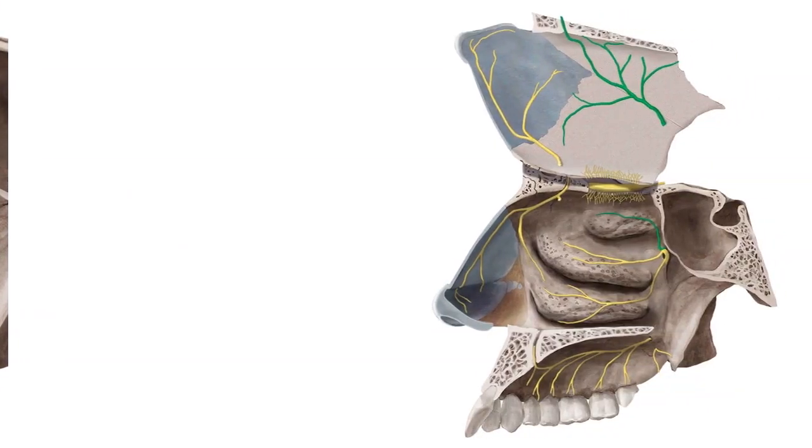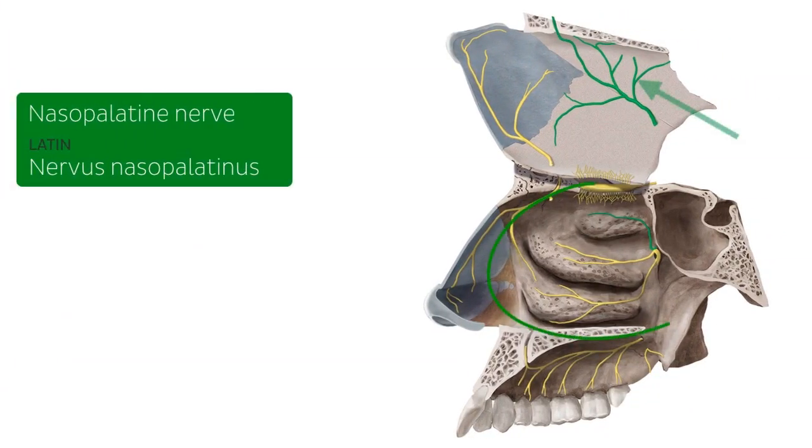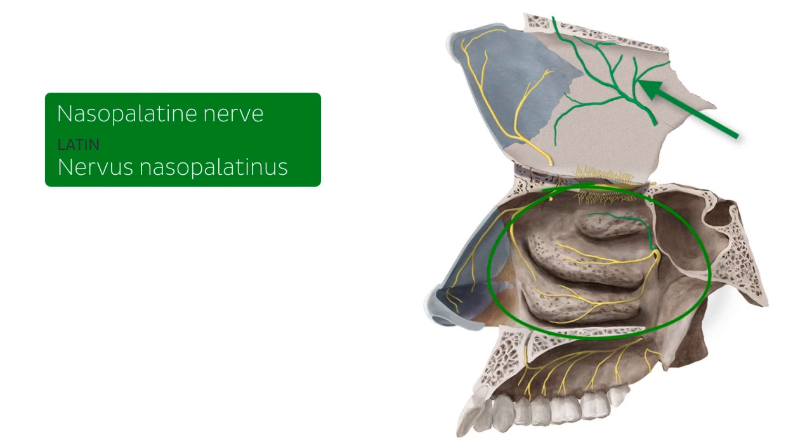So the first few branches we're going to look at are the nasopalatine nerve and the posterior superior and posterior inferior lateral nasal nerves, as they mostly cover the innervation of the lateral wall of the nasal cavity. But first of all, we're going to start with the nasopalatine nerve and the posterior superior lateral nasal nerve, as they both come directly off the pterygopalatine ganglion.